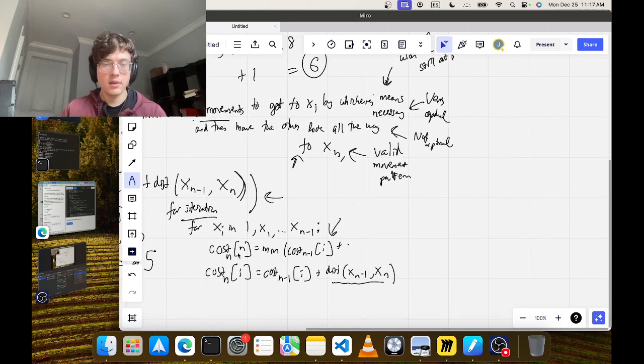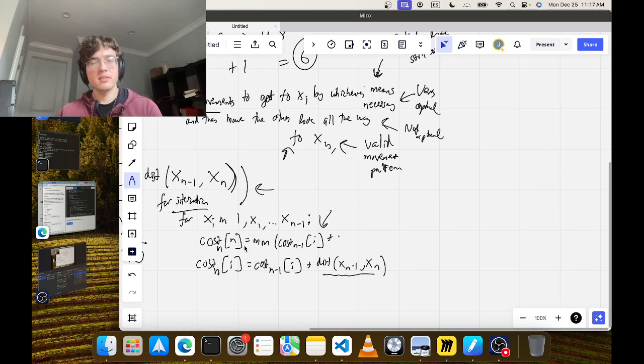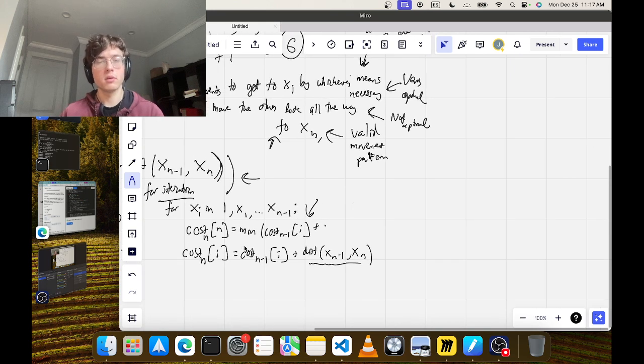So when we do this cost of n, the idea is that we got to xn by whichever means necessary, but then we can't move the lock from xn because we're trying to reuse this computation in the future. We can only move the lock from the previous value. So this will be whatever xi to xn.